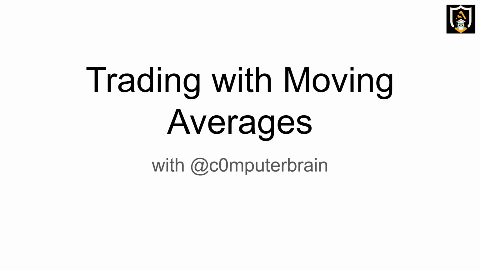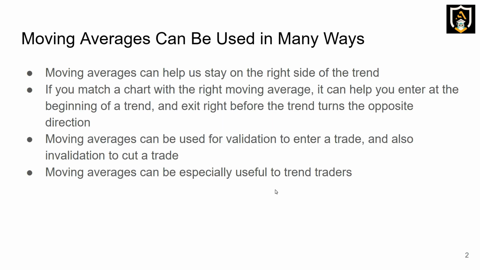Moving averages are one of my favorite tools to trade with. I wouldn't say that I'm necessarily a trend trader. I really like trading level to level, somewhat range trading, but I'm always using moving average confluence. You never want to go against the key moving average for the chart.